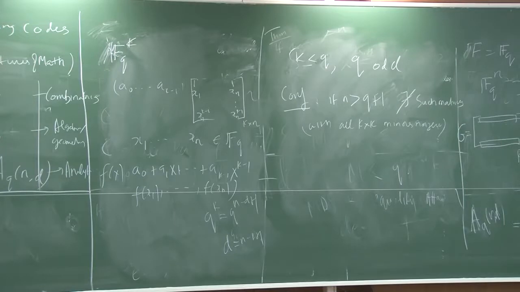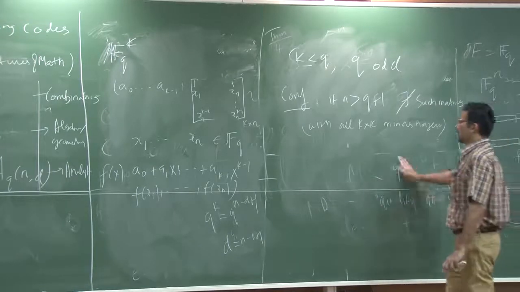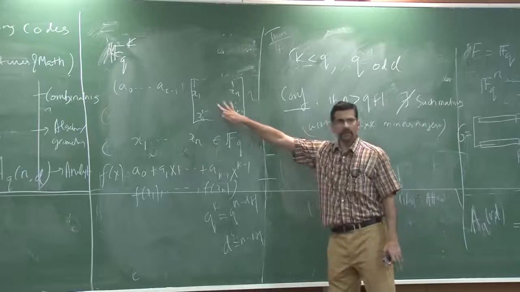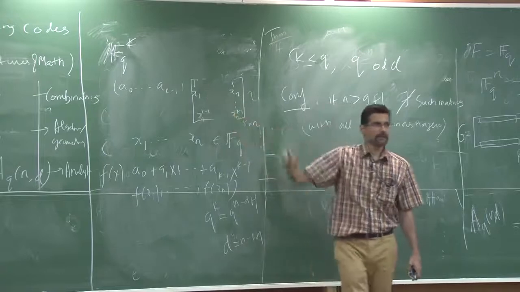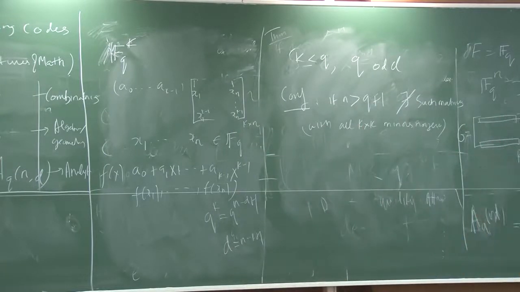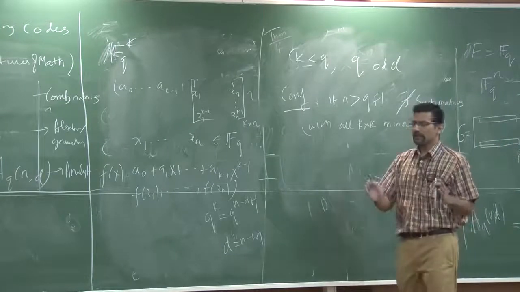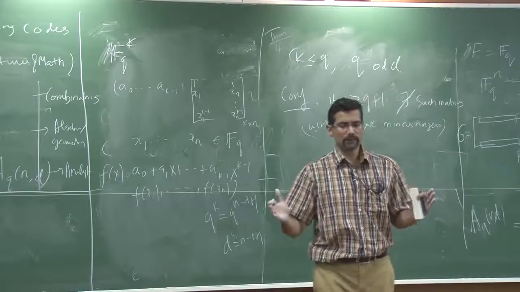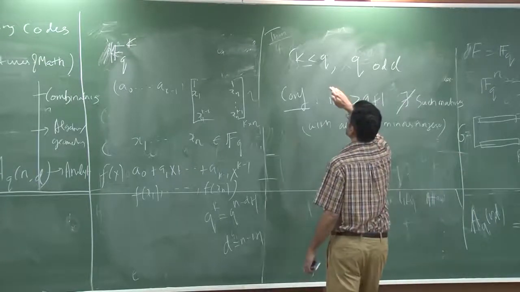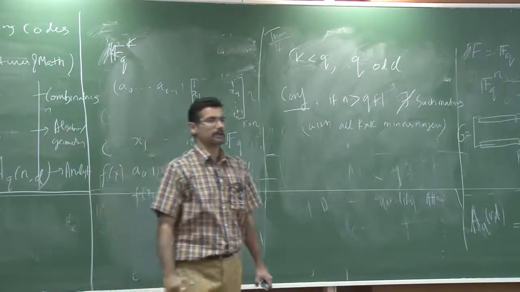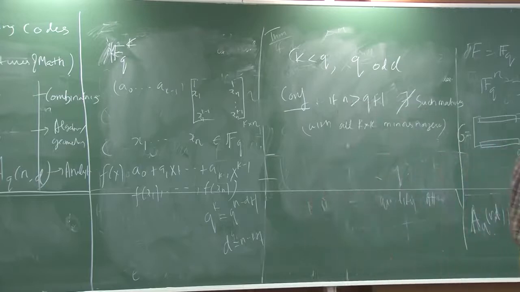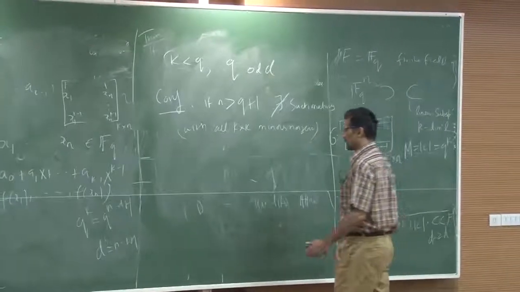So let me tell you again. Not only this Vandermonde type. For a Vandermonde matrix, you probably know every k by k minor is non-zero, because you may have seen it in a course in linear algebra. But if you have a k by n matrix and n exceeds q plus 1, q is odd, and k is less than q, you can't have all k by k minors being non-zero.